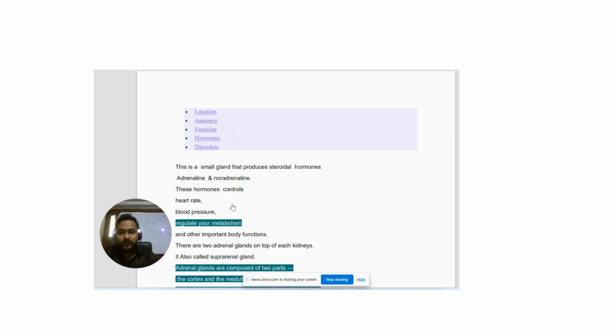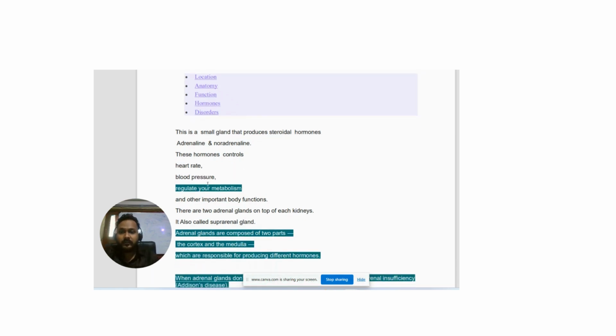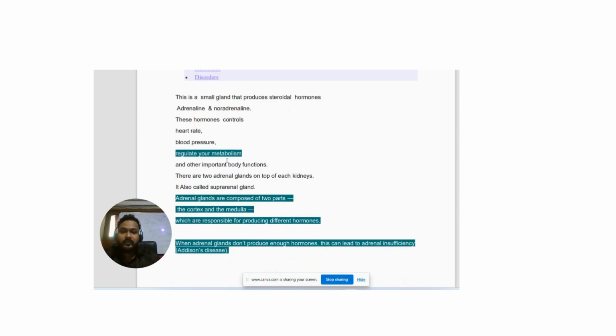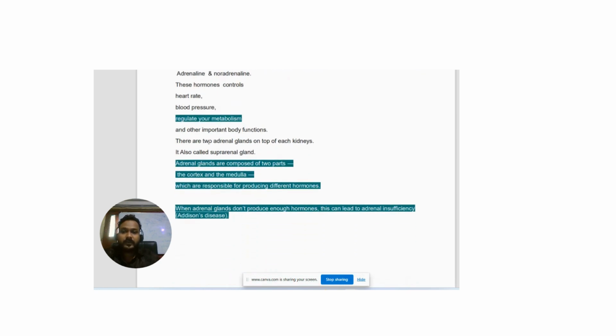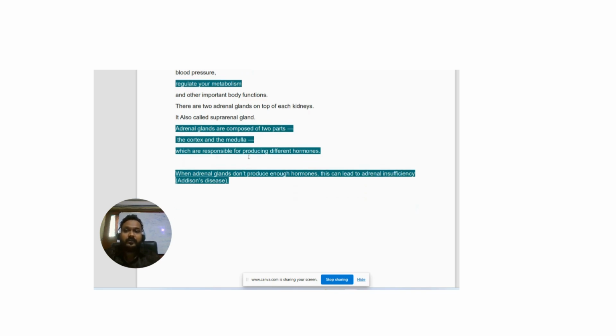These hormones control heart rate, blood pressure, regulate your metabolism and other important functions of the body. There are two adrenal glands, on the top of each kidney. It's also called the suprarenal gland because it is present on the renal system.